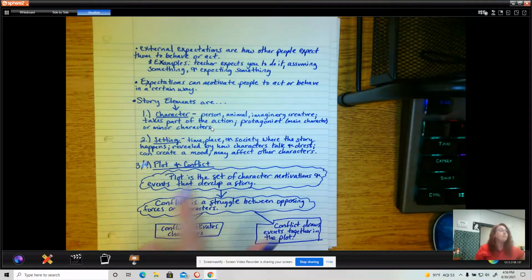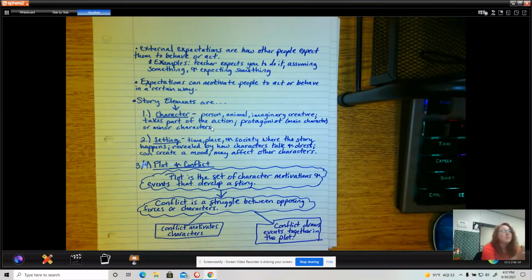Well, stories have elements, and they have basic elements. For example, we can't have a story without a character. Okay, and a character is a person, animal, imaginary creature who takes part in the action of your story. Your character can be your protagonist, which is your main character. I like to call those characters the hero of your story. Another word that you may remember is antagonist. That's your villain, your bad guy of your story. There are even minor characters, and we'll get into that when we break down characters later on.